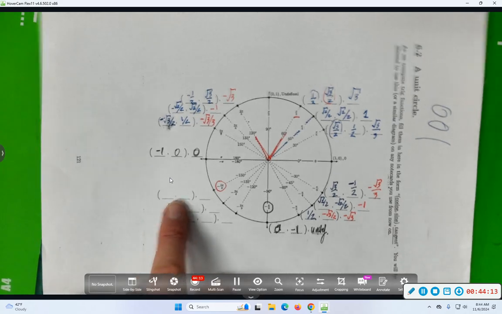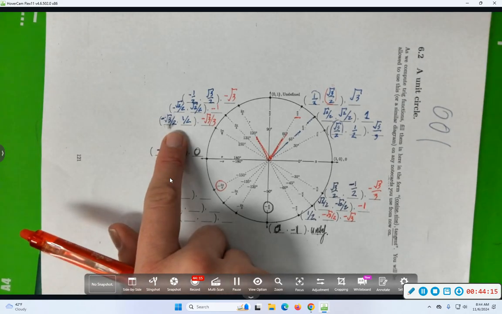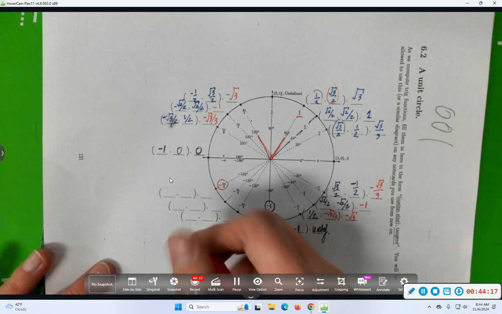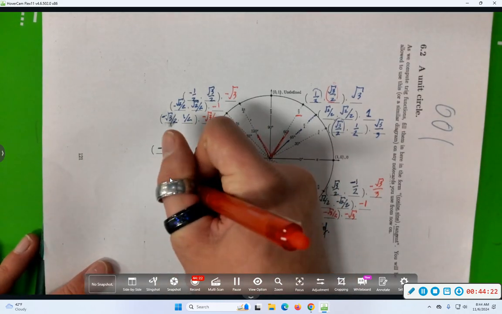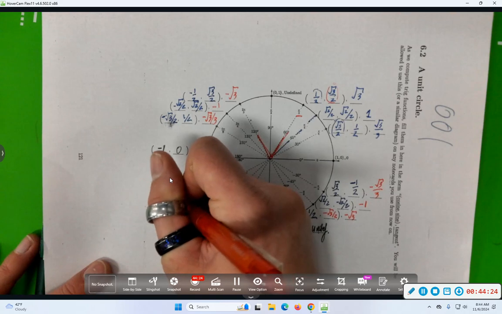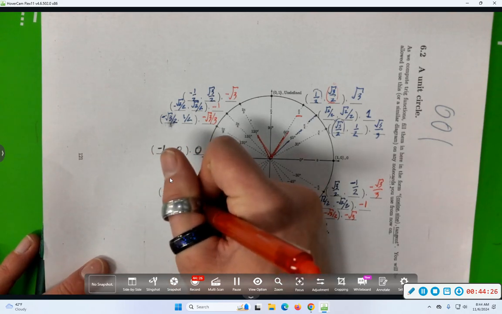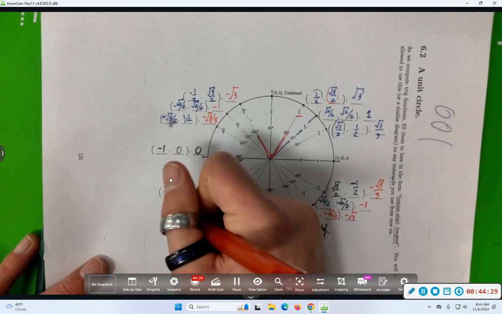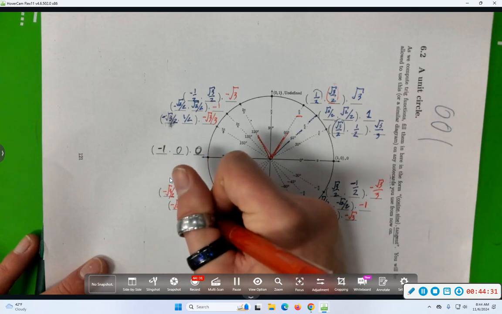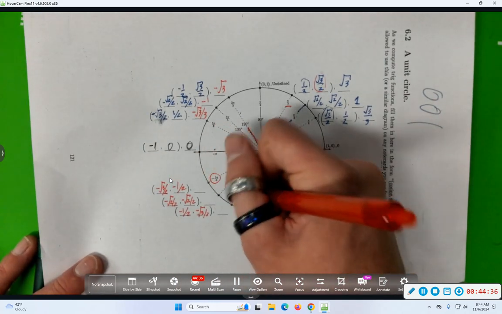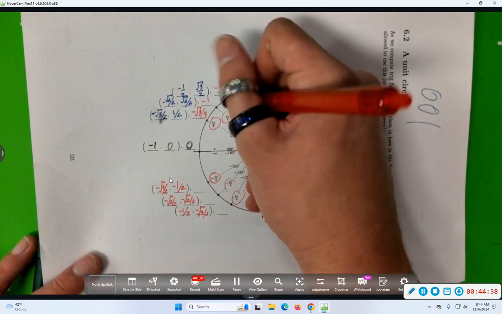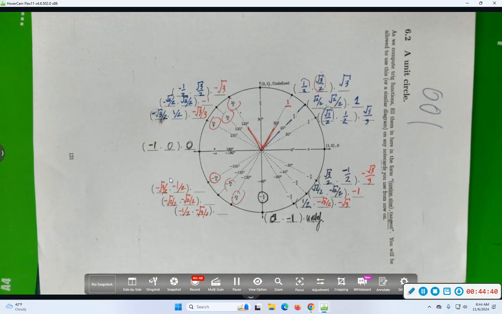So these entries should be the same as those entries, but the y values become negative. So negative root 3 over 2, negative 1/2, negative root 2 over 2, negative root 2 over 2, negative 1/2, negative root 3 over 2. Each of these are negatives of those. Cool. Folks feel pretty all right? How will the tangents change?